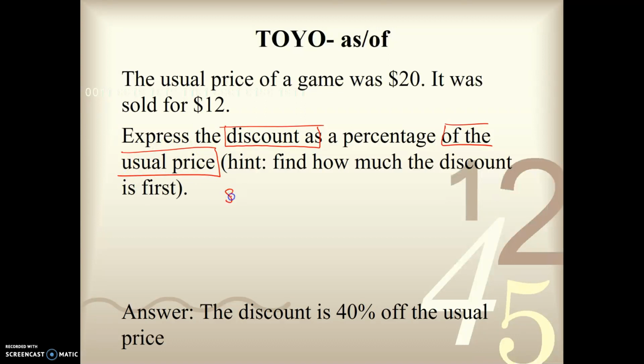And the discount was $8 because it was the difference between 20 and 12. And so we would have put 8 on the top, and then the usual price was 20, so we put that on the bottom. Then we times it by 100 over 1 or 5 over 5, whichever you prefer, and we get 40%.